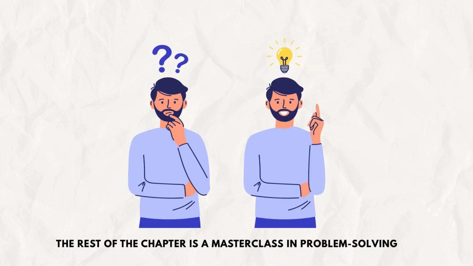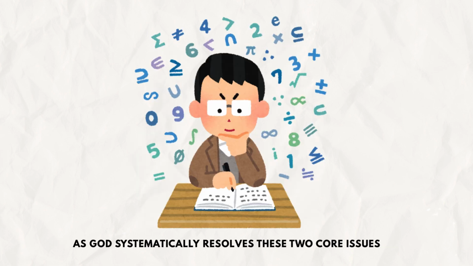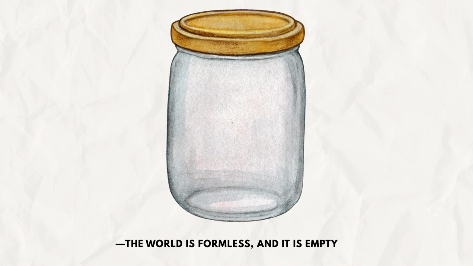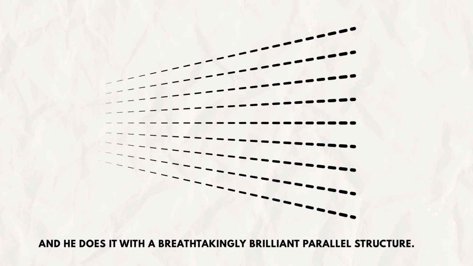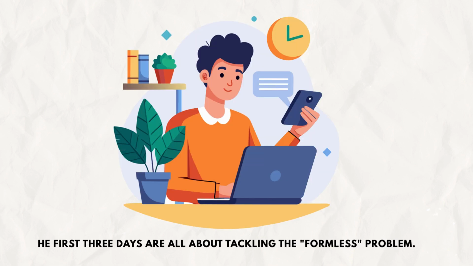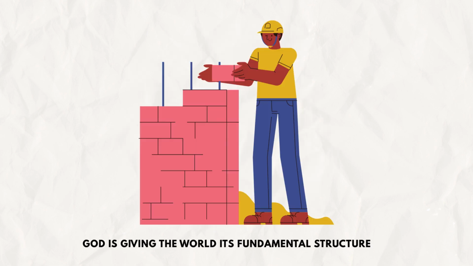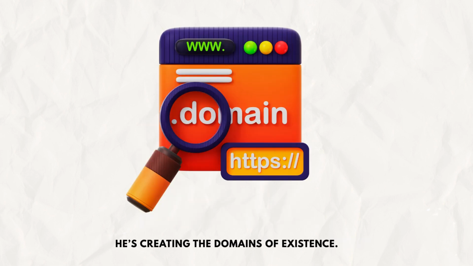The rest of the chapter is a masterclass in problem solving, as God systematically resolves these two core issues. The world is formless, and it is empty. And he does it with a breathtakingly brilliant parallel structure. The first 3 days are all about tackling the formless problem. God is giving the world its fundamental structure. He's creating the domains of existence.